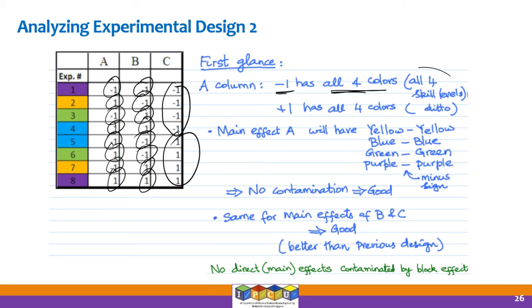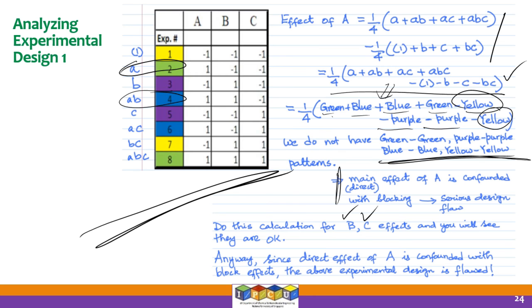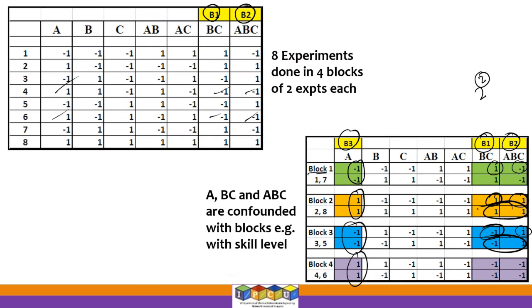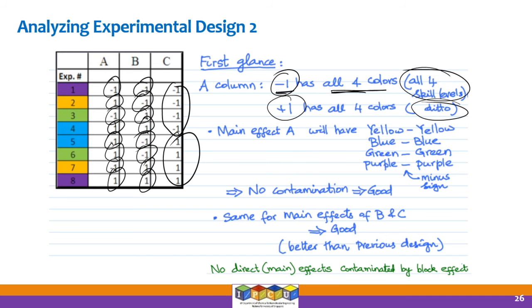That means all the four skill levels are assigned A is equal to -1. Again, all the scientists with the different skill levels are assigned an experiment with A is equal to +1. Same happens for B, same happens for C. All right. And if you do the computation of the main effect for A, if you write that equation like we wrote here for design 1, if you do it for design 2, which is featured here, you will see that it will have this pattern.